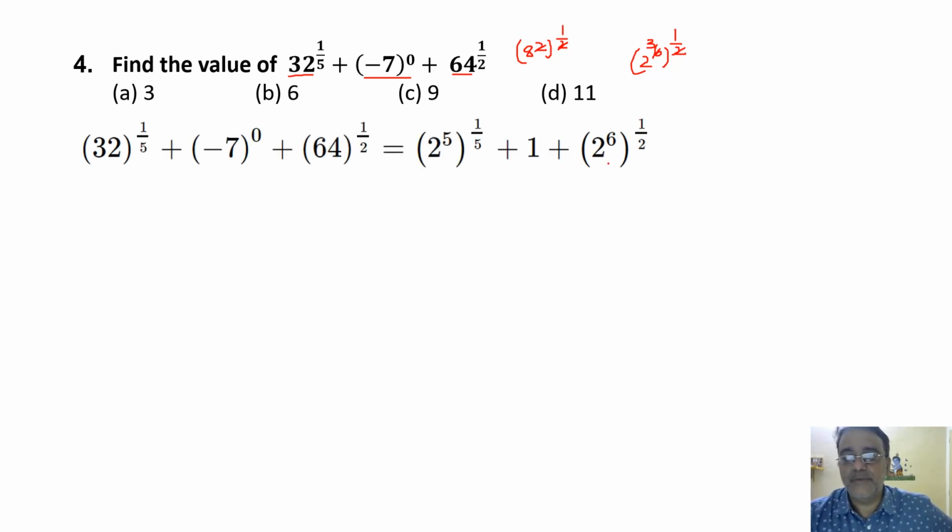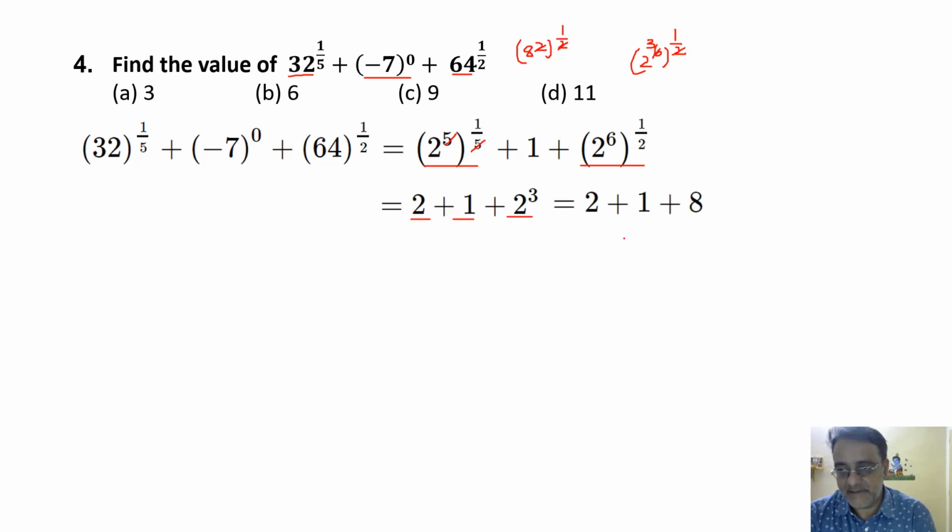So मैं इसको 2 to the power 6 ले रहा हूँ. So this will be 2 to the power 3 and this will be 2 to the power 1 because 5, 5 cancel हो जाएगा. So 2 plus 1 plus 2 to the power 3, that is 8 plus 2 plus 1. So what we are going to get? 11, right. And the correct option is Option D. Option D, right. So now we are moving toward question number 5.